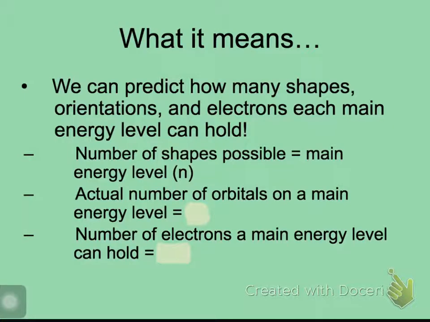We can predict how many shapes, orientations, and electrons any main energy level can hold. The number of shapes is just equal to the number of the main energy level. So n equals 1 has 1 shape, n equals 4 has 4 shapes. The actual number of orbitals on any main energy level is equal to the number of the main energy level squared. So hence, energy level 2 has 4 actual orbitals, energy level 3 has 9 actual orbitals. And since each orbital can hold 2 electrons, the number of electrons on any main energy level is 2 times n squared. We'll keep looking at it.